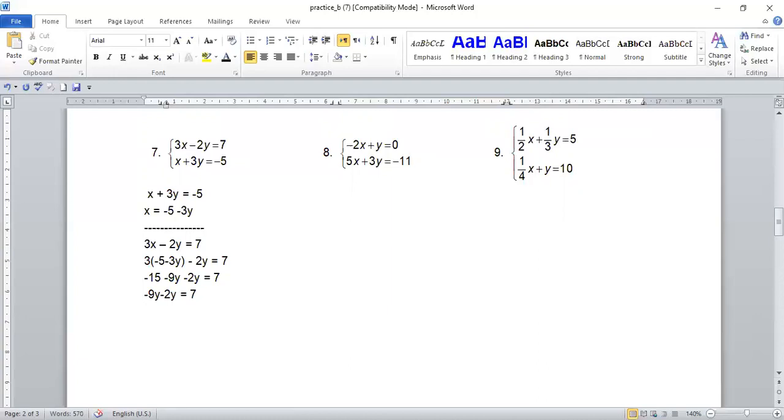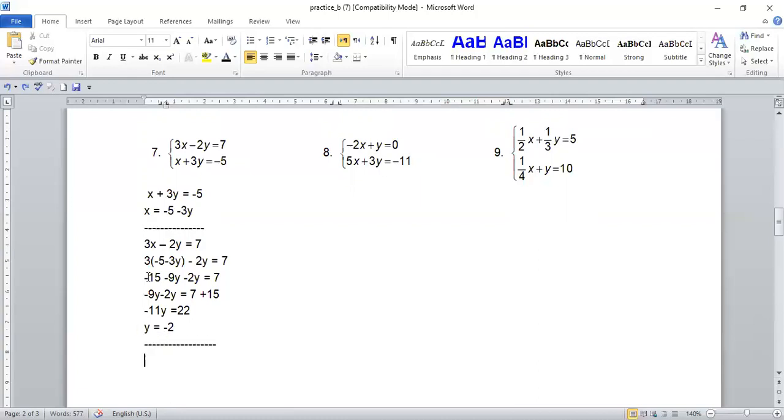7 plus 15. So negative 9, negative 2 is going to give you a negative 11y, right, equals 22. So which means y is equal to negative 2. 22 divided by negative 11 is going to give you negative 2. Now that you found the value of y, let's find the value of x.